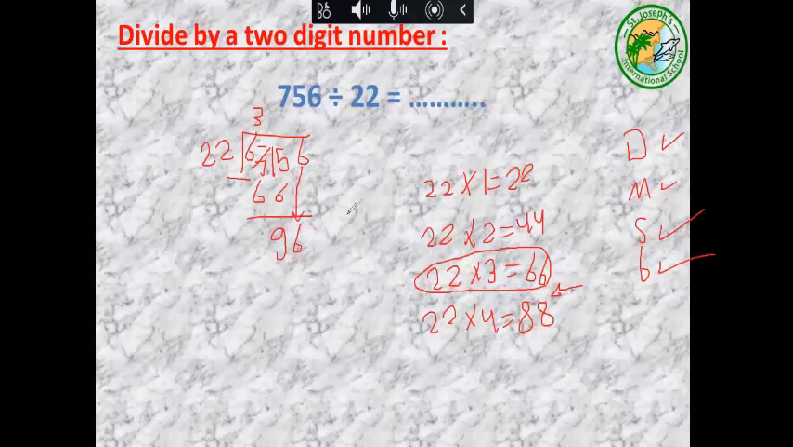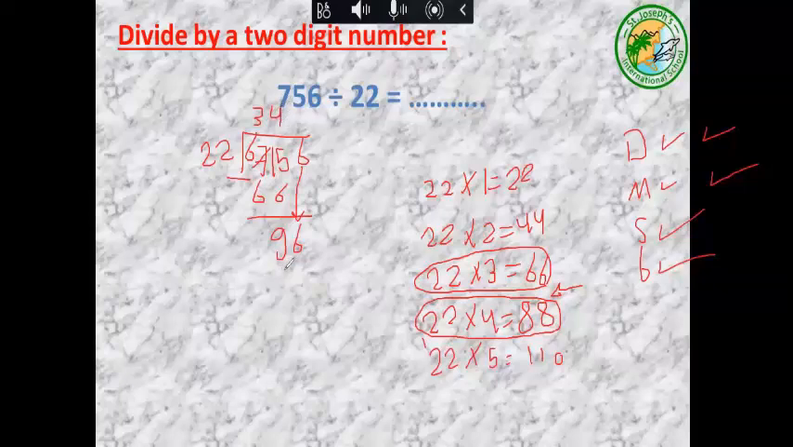96. I will repeat our steps one more time. 96 divided by 22, so I will search in table 22 to find 96. 22 times 5: 2 times 5 equals 10, here we can add 1, 2 times 5 equals 10 plus 1 equals 11. So 110. So I will take the smaller one. 22 times 4 equals 88. And this is the second step, multiply. 22 times 4 equals 88.